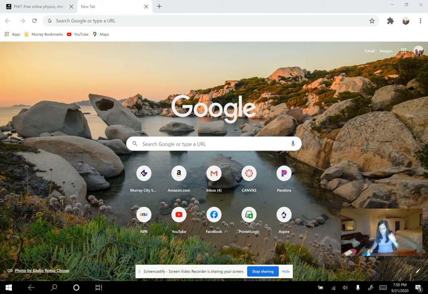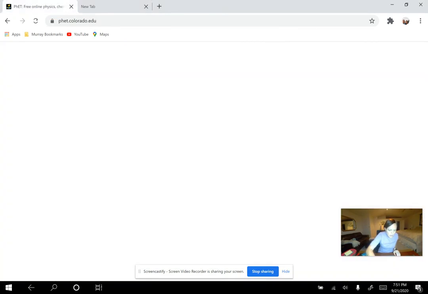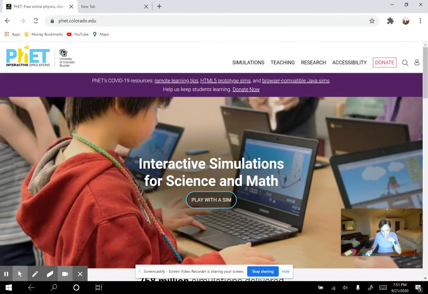All right. So, Gen Chem people, we are going to do an online lab, and we are going to use PhET today. So, the first thing you're going to have to do when you get onto your Chromebooks, you're going to want to go to PhET, and it's phet.colorado.edu. So this is the website right here that you're going to want to go to.